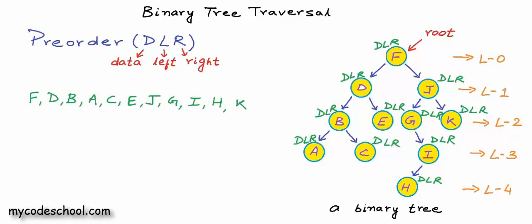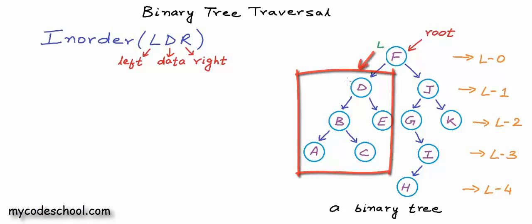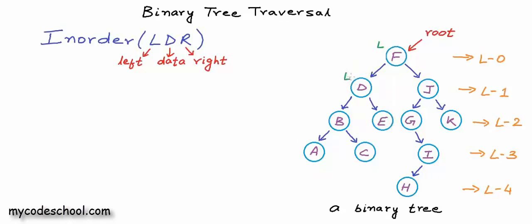Let's now see what will be the in-order traversal for this binary tree. In in-order traversal, we will first finish visiting the left subtree, then visit the current node, and then go right. Once again, we will start at the root and we will first go left. Now we will first finish this subtree. Once again for D, we will first go left to B, and from B we will go to A.